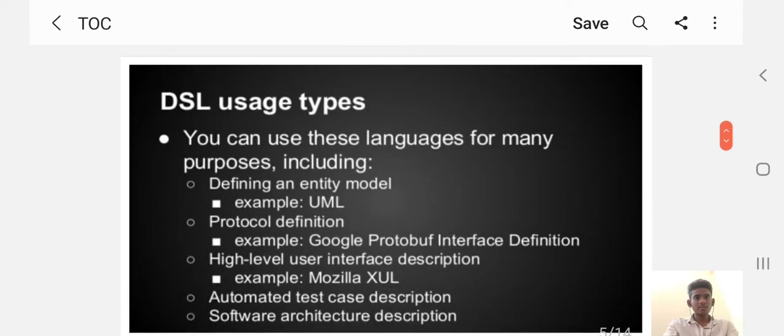Domain specific languages use types. You can use this language for many purposes, including defining an entity model, example UML, protocol definition, example Google protobuf, interface definition, high level user interface description, example Mozilla XUL, automated test case description, software architecture description.